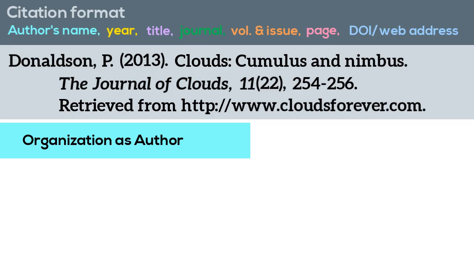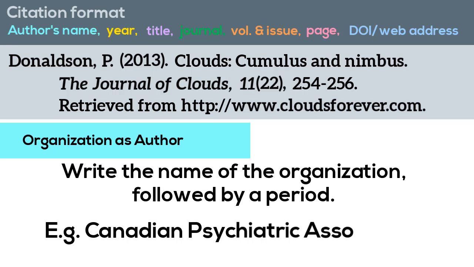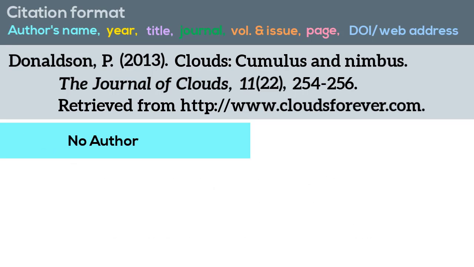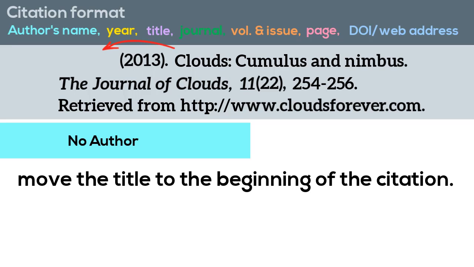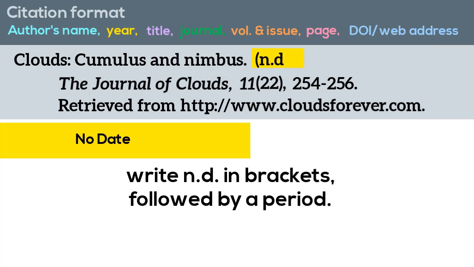Sometimes the author of an article might be an organization rather than a person. If that is the case, write the name of the organization followed by a period. For example, Canadian Psychiatric Association. If there is no author, just move the title up to the beginning of the citation. If there is no date of publication, instead write ND in brackets followed by a period.